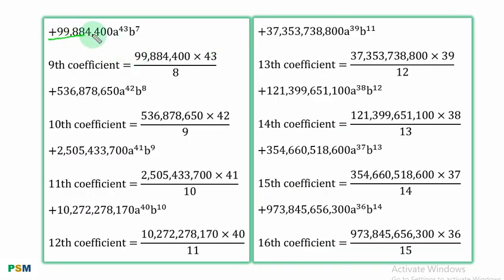Followed by this result. The 9th coefficient is equal to the previous coefficient times the power of the first term, 43 divided by 8. Divide by 8 because before here the first term has occurred 8 times. Followed by this result. You have the 10th coefficient followed by this result.